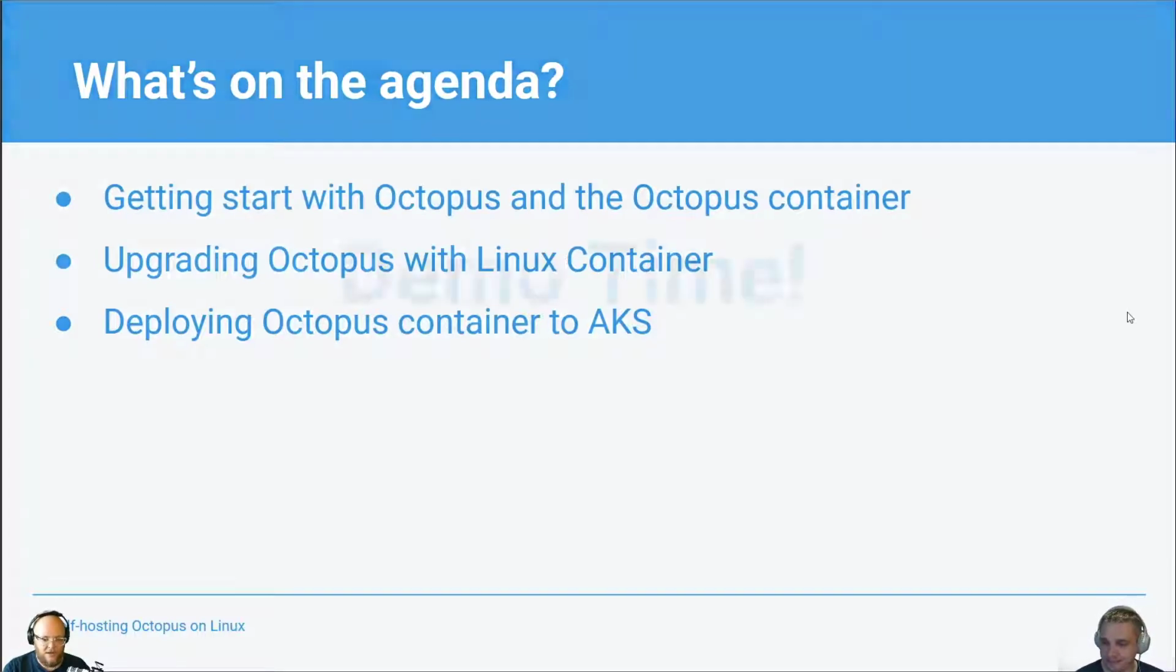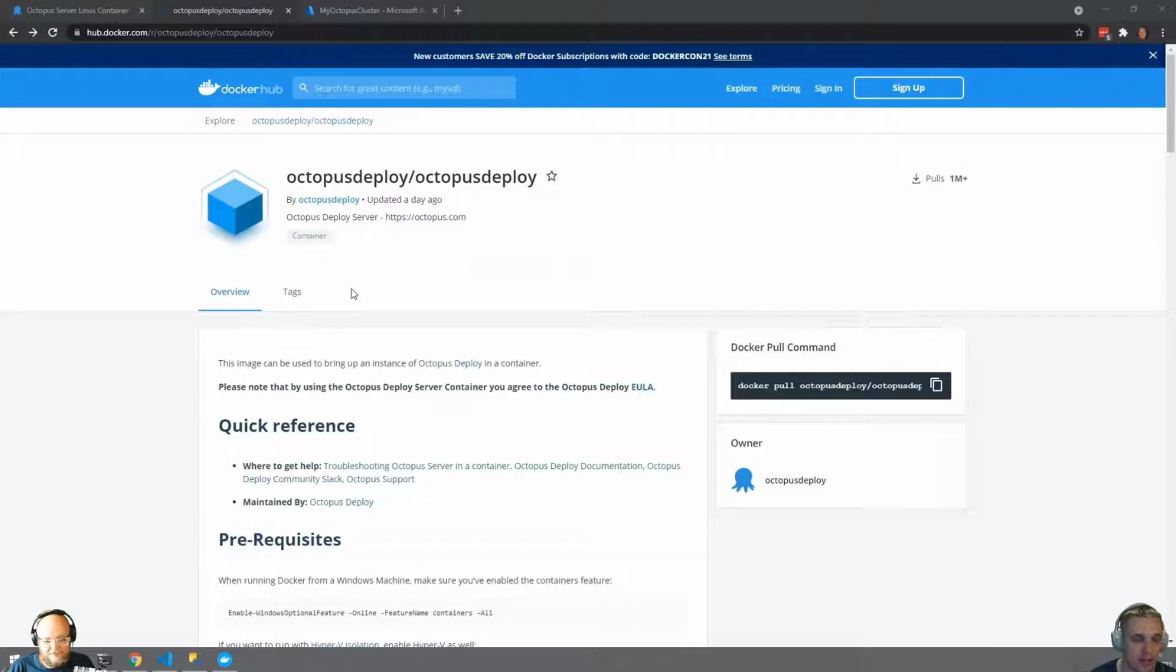Excellent, excellent. So it's demo time. Let's get building the container. Let me take you around and show you where the actual container is stored. You can find it in Docker Hub, in the Octopus Deploy repository. I will be putting the links afterwards for you to get at in the recording.